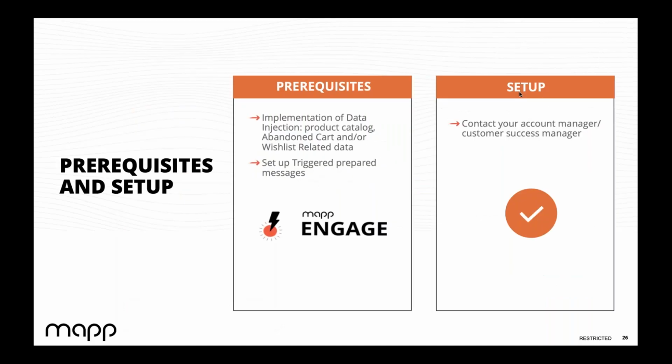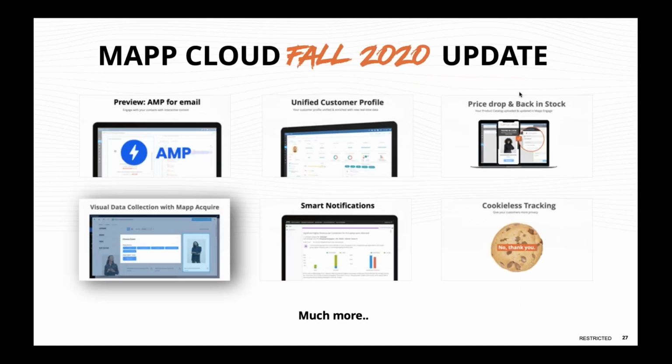In terms of prerequisites, the messages that you want to communicate to your customers need to first be composed and prepared already within Mapp Cloud. In addition to that, the data feeds to the product catalog, abandoned cart, and wishlist tables need to be set up. As mentioned previously, if you need more details on that, please get in touch with your account manager, and they will guide you through the process. And now back to you, Rick, for the next.